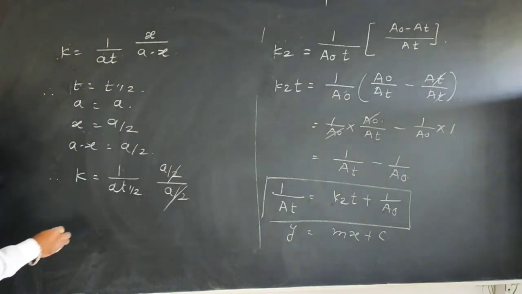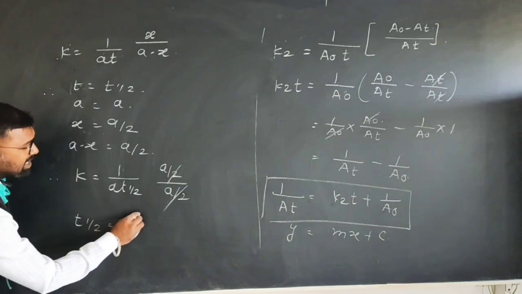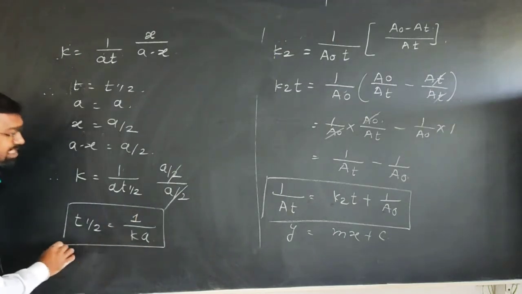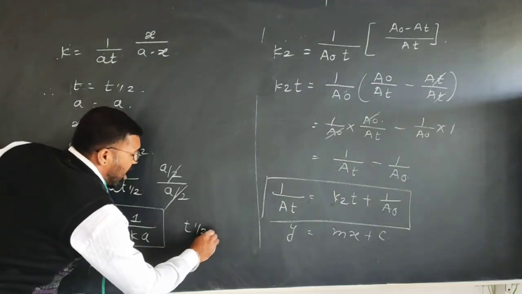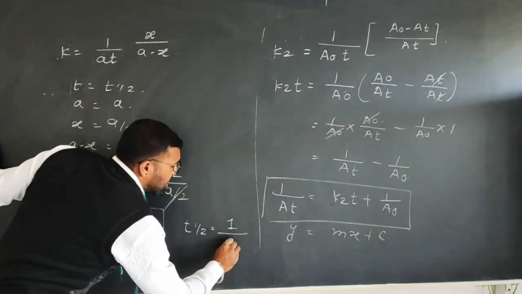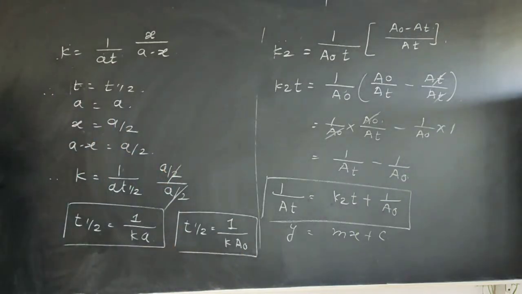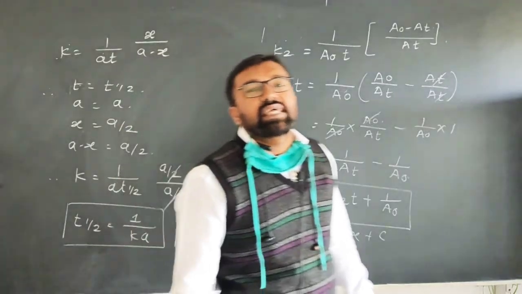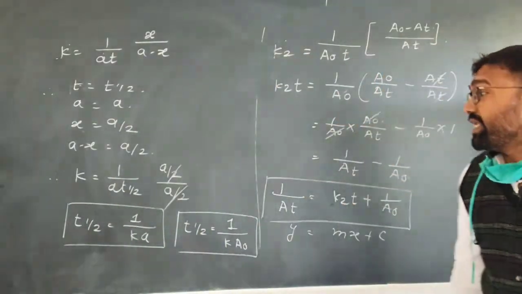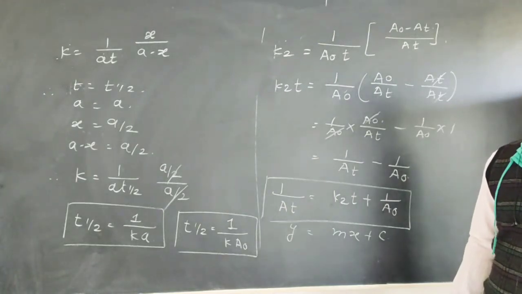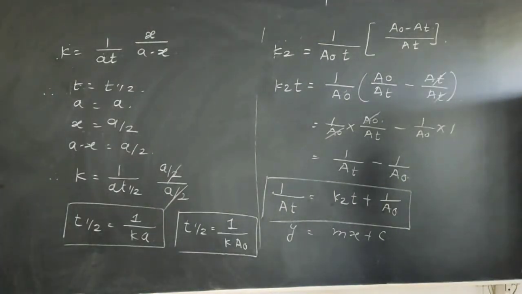A half gets cancelled. T half, that is the half life period, is equal to 1/k into a. This equation can also be written as T half is equal to 1/k into a0. That means the half life period for the second order reaction depends upon the initial concentration. In case of a first order reaction, the half life period is independent of the initial concentration.